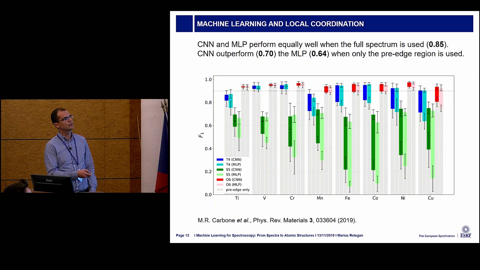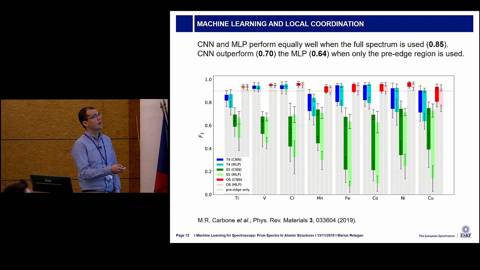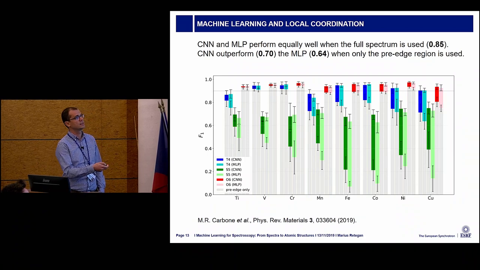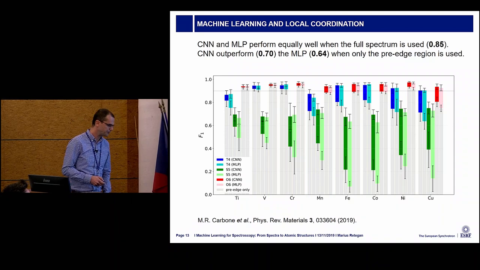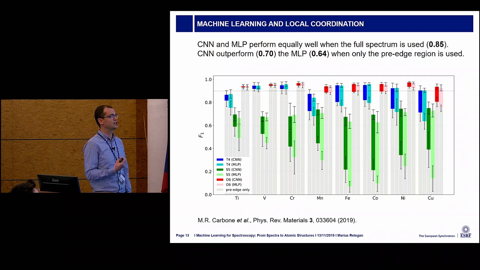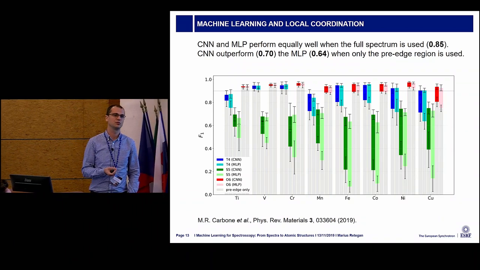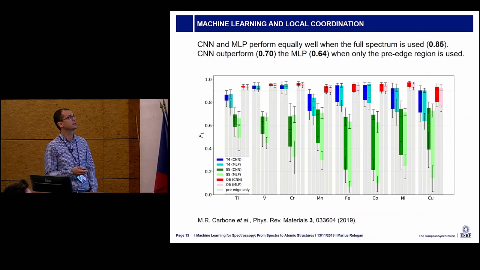So basically, you have to look at, for example, this iron and cobalt. If you look at the five-coordinated samples, you have a score which is way below 0.2 and way below what was achieved by also including the full spectrum. So this is the state of the art in terms of machine learning application to spectroscopic techniques.